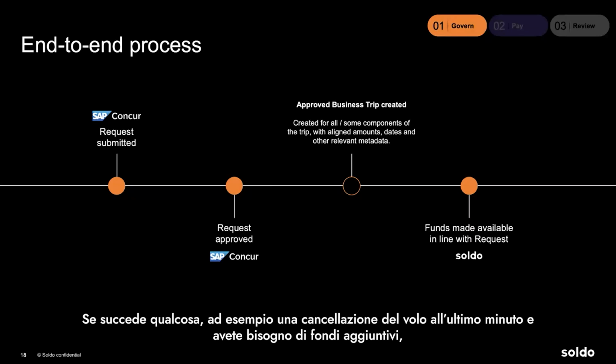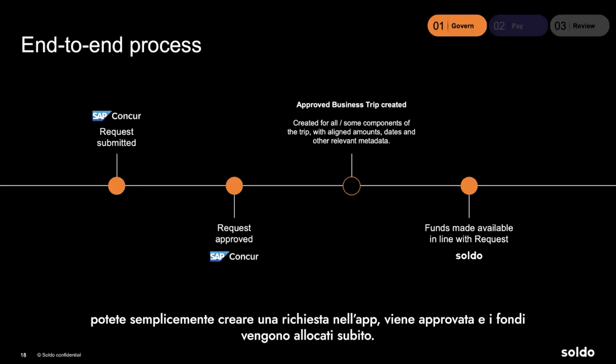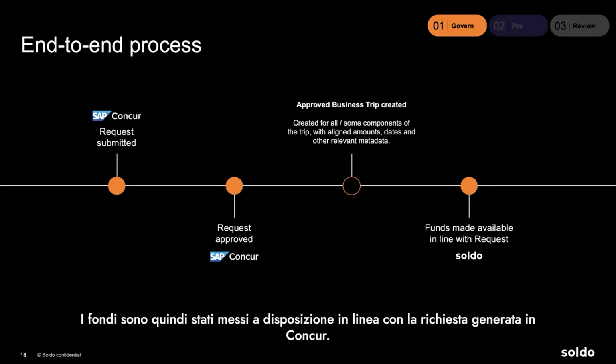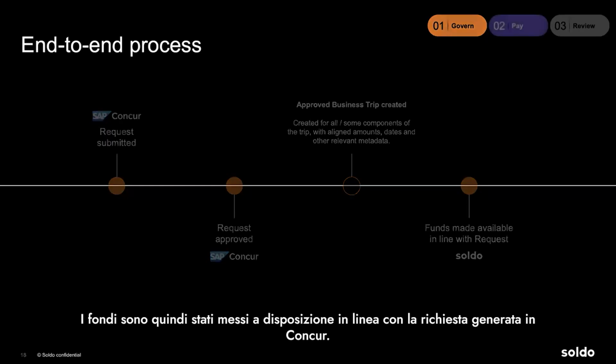If something happens, a last minute flight cancellation, and you need additional cash, you can easily just raise a request in the app and it gets approved and the funds are allocated straight away. So the funds have been made available in line with the request that was generated in Concur.